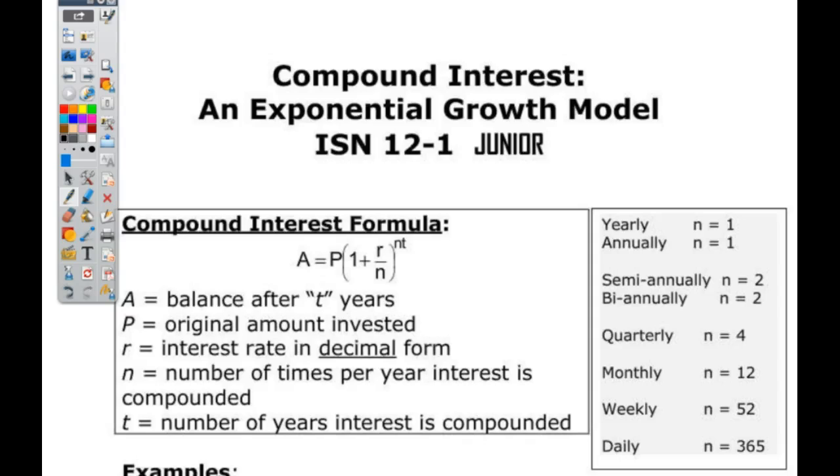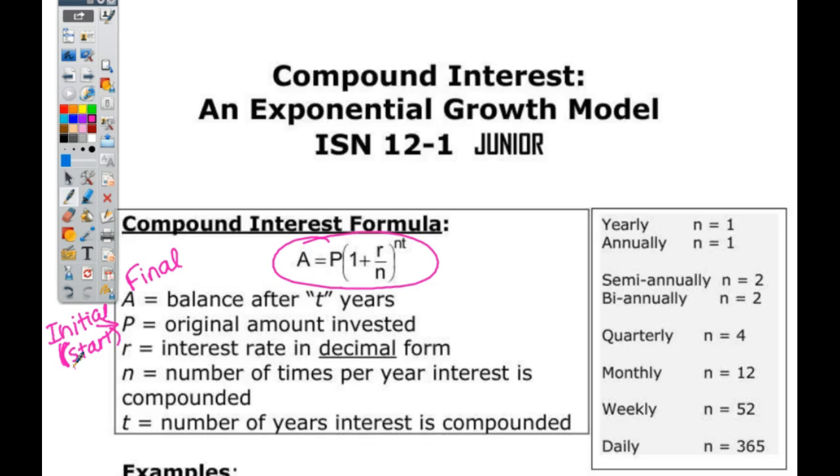All right. So we're going to talk about compound interest today. So here's the formula right here. So the A in the formula, what you need to remember, the A is the final amount. And the P is the initial amount. This is how much you start with. Okay, so the P is what you start with, and the A is your final amount or what you end up with.